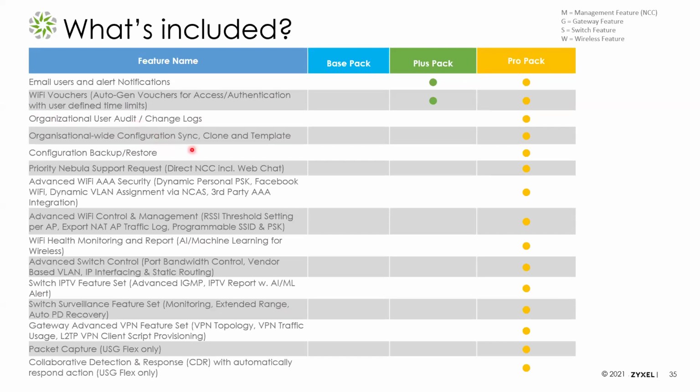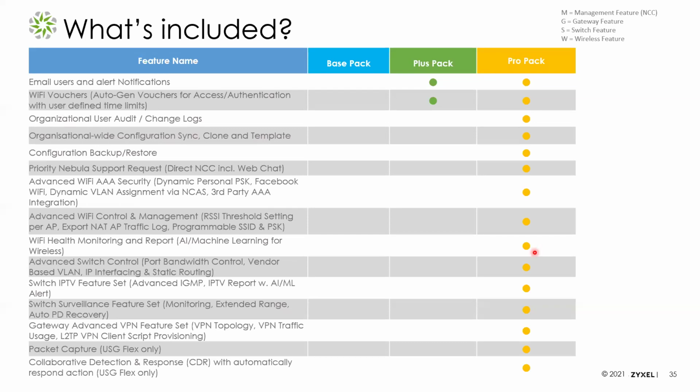The ability to clone, use templates and sync configurations between sites in an organization requires ProPack. The ability to back up and restore configurations is a ProPack feature. The ability to open a ticket directly with our headquarters through the web interface is a ProPack feature. Advanced AAA features require ProPack. Some of the advanced Wi-Fi settings require ProPack. We talked about the machine learning for automatically adjusting things, which requires ProPack.